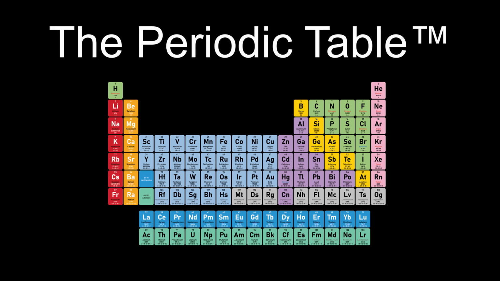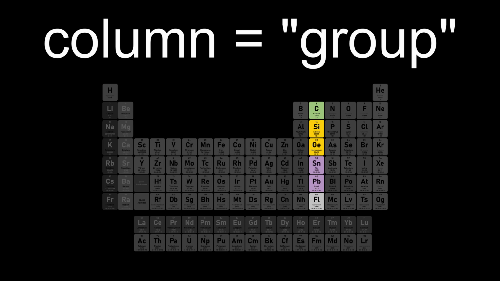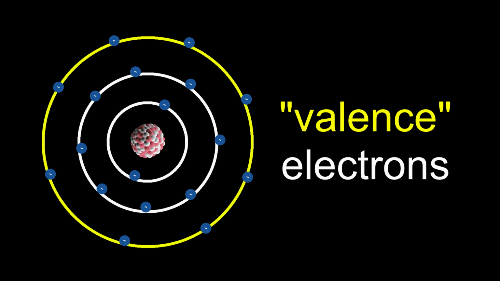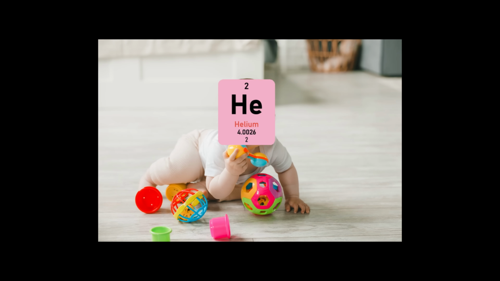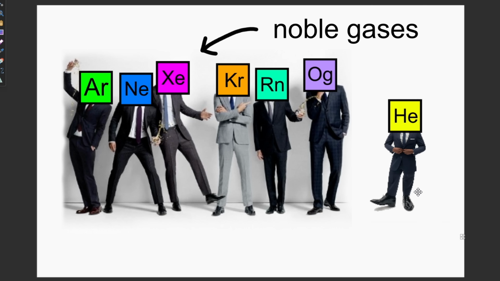Every element is listed in the periodic table. All elements in the same column or group have the same number of valence electrons. For the main groups, the number of valence electrons is just the group number from 1 to 8. Except for helium. It's too small to have 8 electrons, it can only have 2, but still, it acts like a noble gas, so it's just kinda grouped in with those.